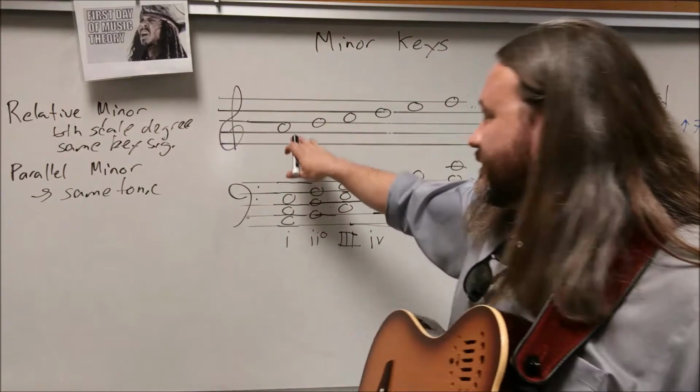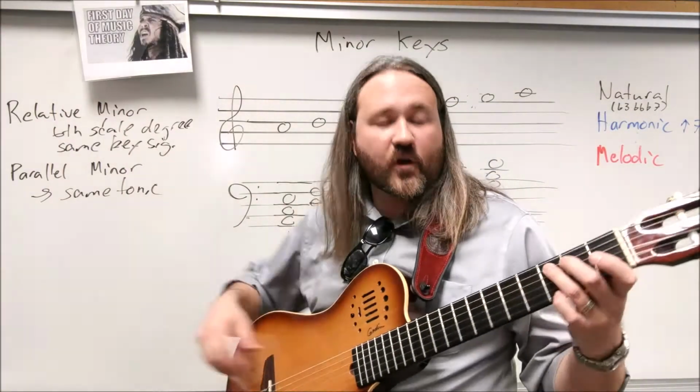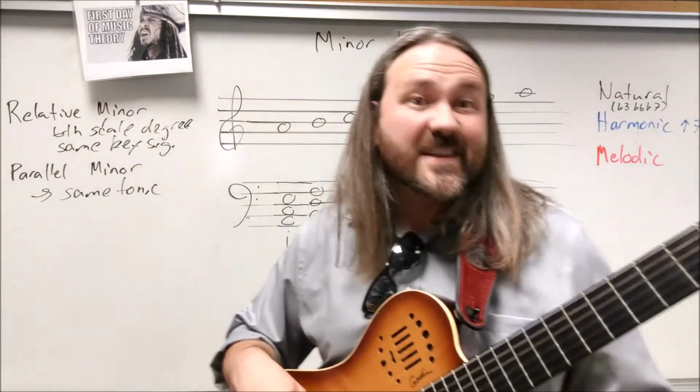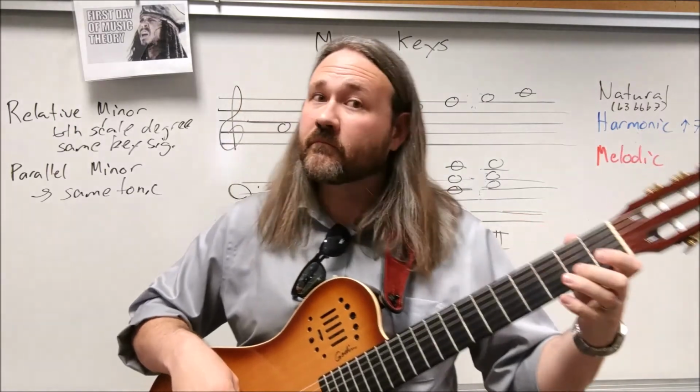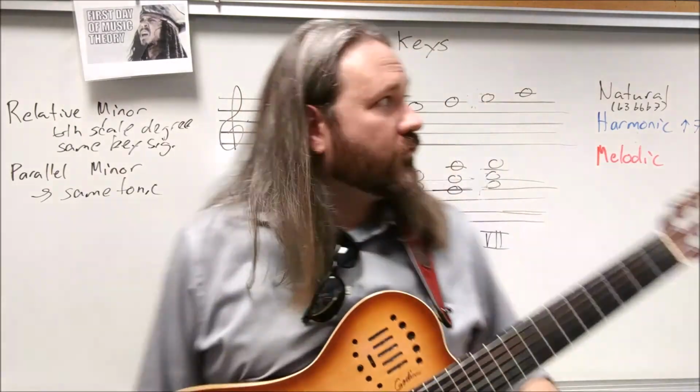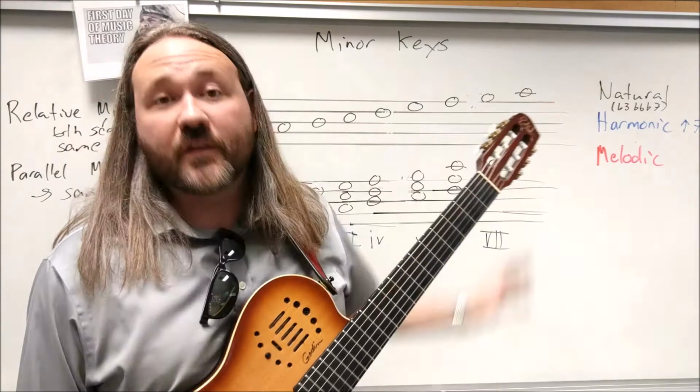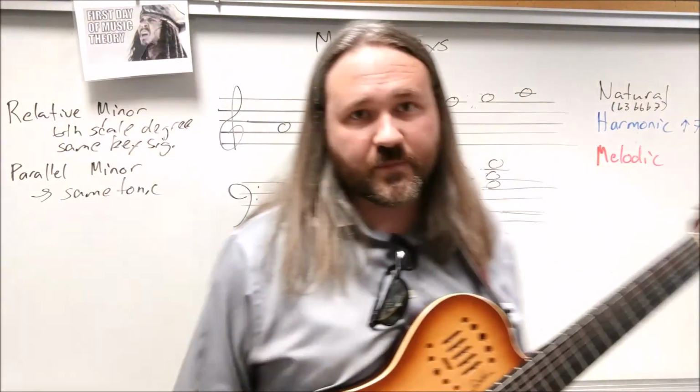Now, if we're taking the relative minor of C, we get A minor. That's if you go down 2 notes, C, B, A, down to the 6th scale degree. Useful way to think about it. Now, from this natural minor, there's a couple of different alterations we could make to produce a couple of different effects.